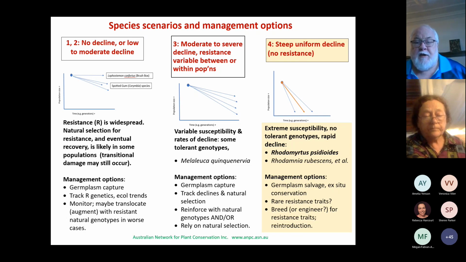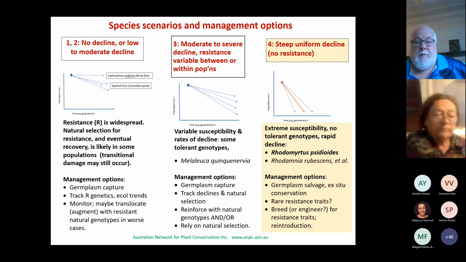That indicates that there are some rust-tolerant genotypes present. The decline may be severe in some populations, or it may be relatively moderate. Melaleuca quinquennervia, one of the broadleaf paperbarks, is a good case in point. I'll return to that one a bit later on. But again, we need to know, and we don't yet have the resources to do this properly. We need to track declines and the natural selection that's going on as a result of myrtle rust impact.